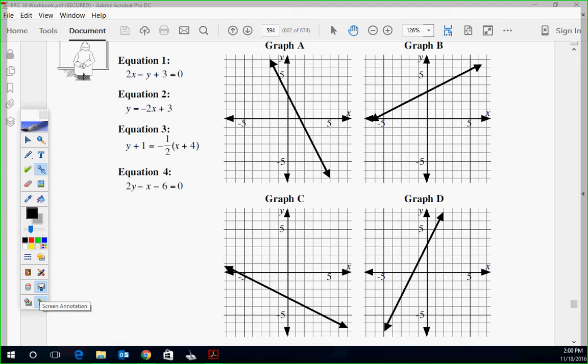Okay, so what we're going to do now is, I've got some lines here. We're going to figure out which one matches which. I'm going to let you try first. I'm not even going to do the first one. Last class, I did the first one for him. I'm going to make you guys try all of them first.